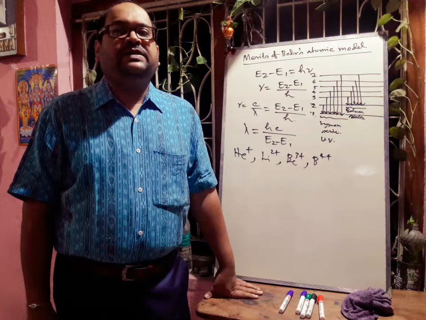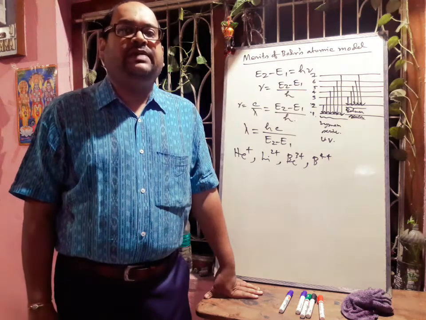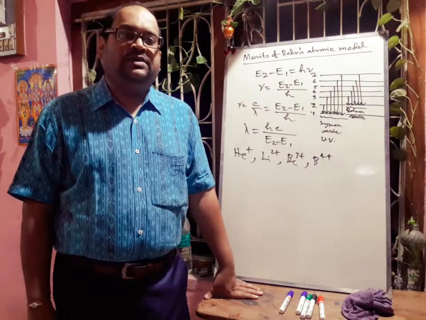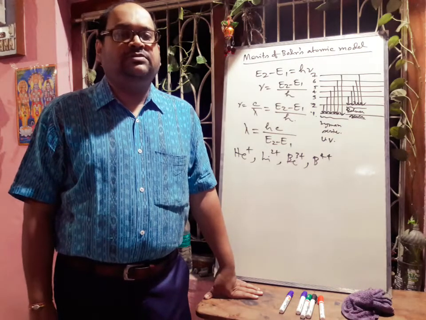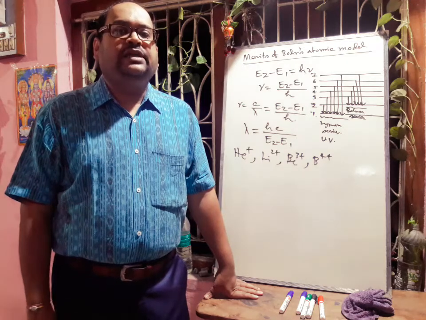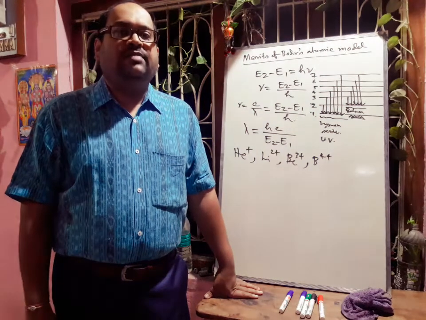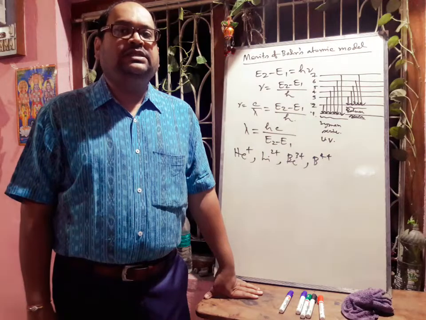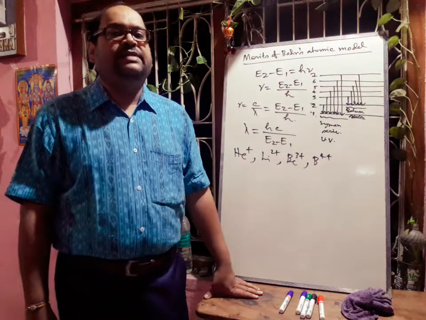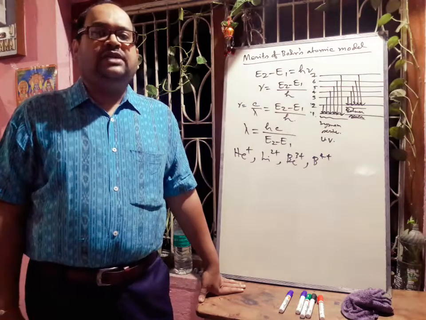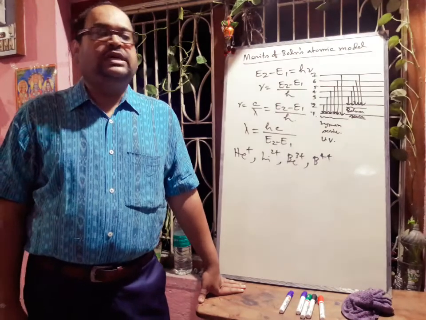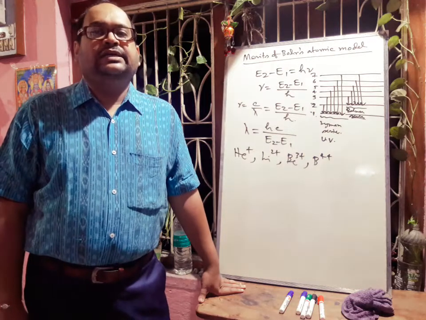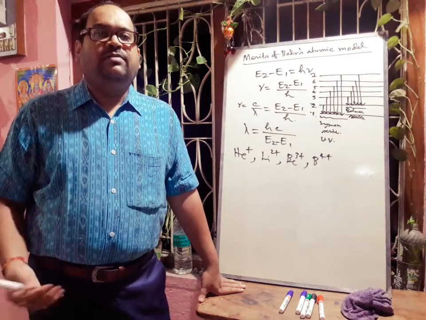The wave number of a spectral line of hydrogen atom may be calculated by using the Rydberg equation. We have already discussed what is the Rydberg equation. It is nu bar is equal to R into 1 by n1 square minus 1 by n2 square, and the value of the Rydberg constant is 109678 centimeter inverse.